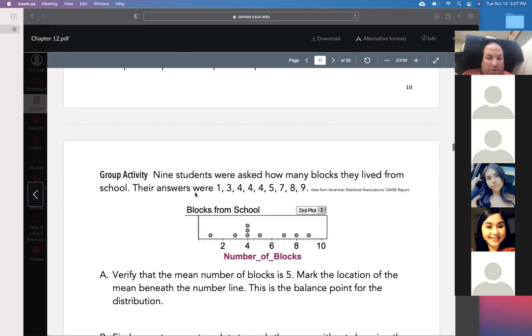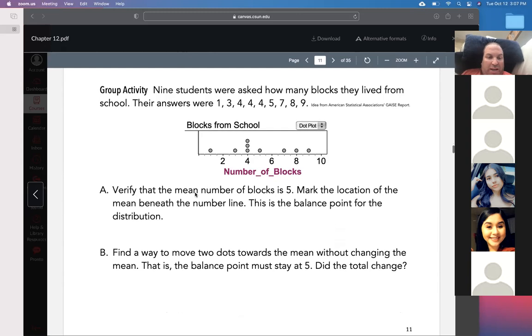Okay. So here's another one. 9 students were asked how many blocks they lived from their school. And their answers were 1, 3, 4, 4, 4, 5, 7, 8, and 9. First, it says verify that the mean number of blocks is 5. How do we do that? Well, let's do the math.